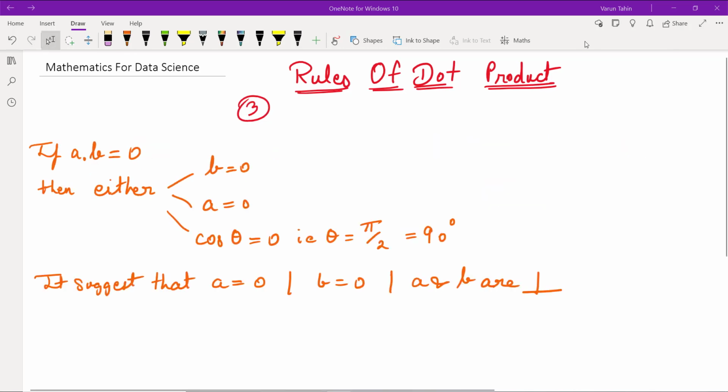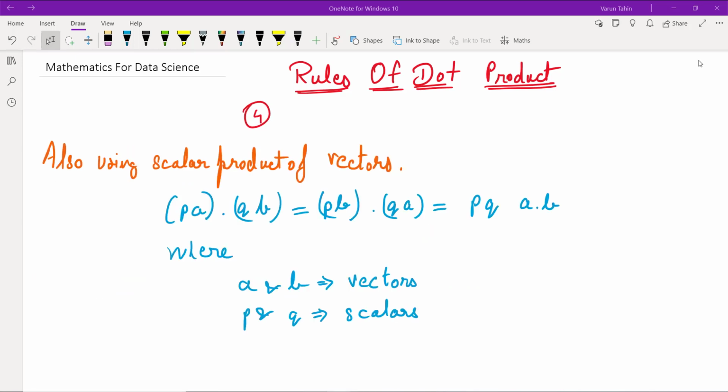The third rule of the dot product says that if A dot B equals 0, then it can be clearly seen that either B or A is 0 or cos theta is 0, that is theta equals pi by 2, that is 90 degrees. So it indirectly suggests that either of the vectors is 0 or they are perpendicular to each other.